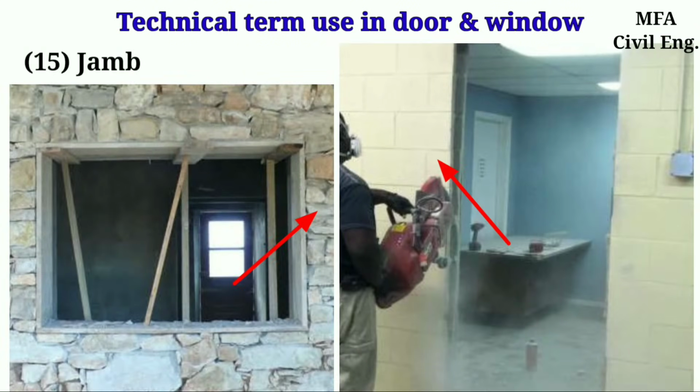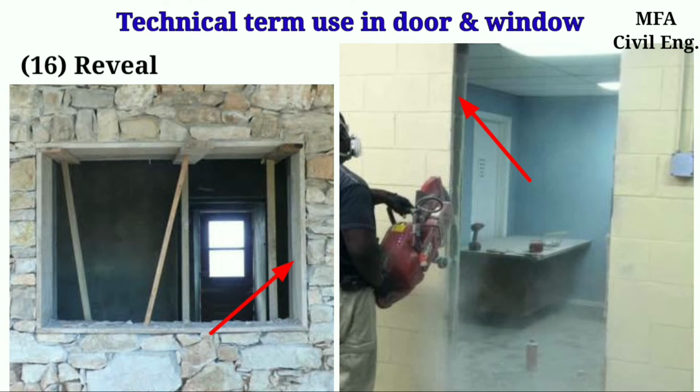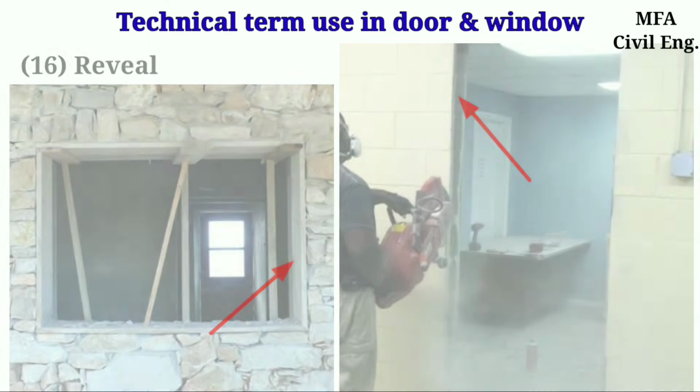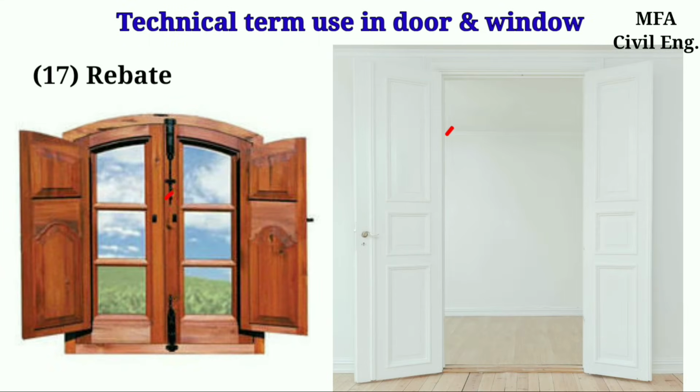Jamb is the vertical wall face of an opening which supports the frame. Reveal is the external jamb of a door or window opening at right angle to the wall face. Rivet is the depression made inside the frame to receive the shutter.